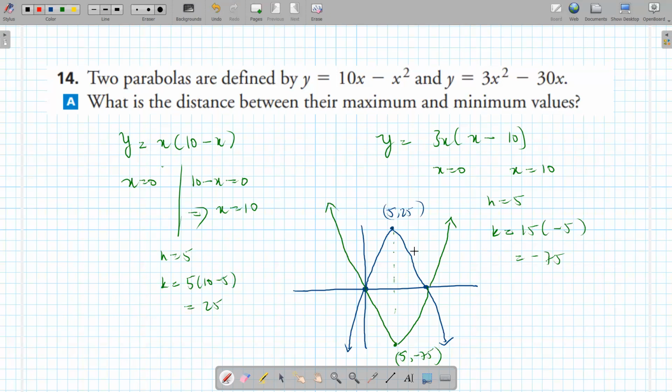The question's asking you, what's the distance from here to here? What's the answer? 100. 100 units. There you go. If it was not symmetrical like this one, then you would have to use the distance formula, but this one is symmetrical because the x values are the same, so it's going to be straight up 100 units. So this one, always graph it if you can, and the x-intercepts here are the same. It's not terribly difficult.